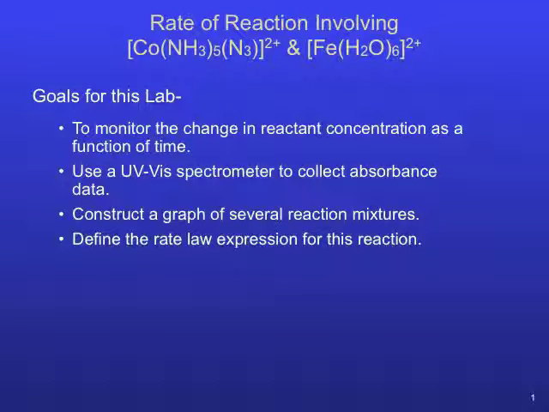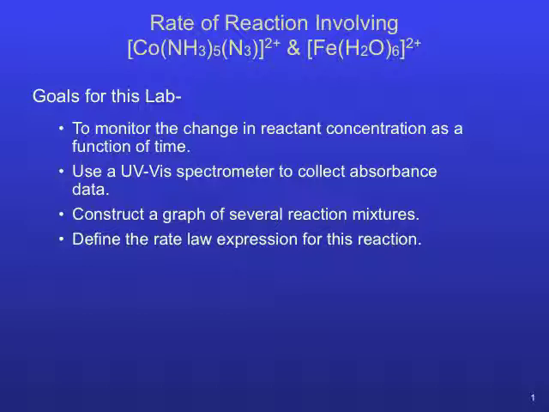This experiment studies the rate of a chemical reaction. This is completed by monitoring the concentration of one reactant as a function of time. Since this reactant has a visible color, and since the intensity of the color is proportional to the reactant's concentration, a UV-Vis spectrophotometer can be used to monitor the change in reactant concentration over time.